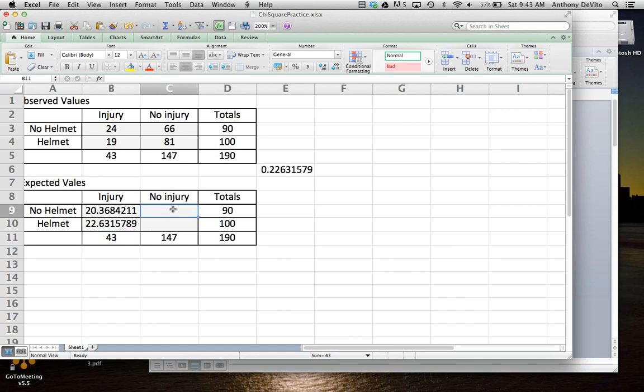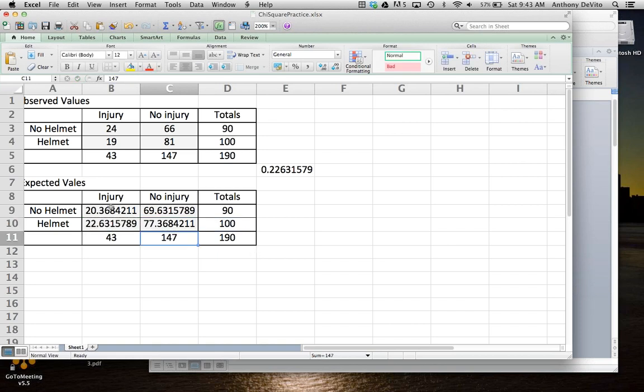Okay, so now how about people that didn't have head injuries? Well, since there's 90 people, that's going to be equal to 90 minus the number of people that had a head injury. And this is going to be equal to 100 minus the 22 people that had head injuries for that group.